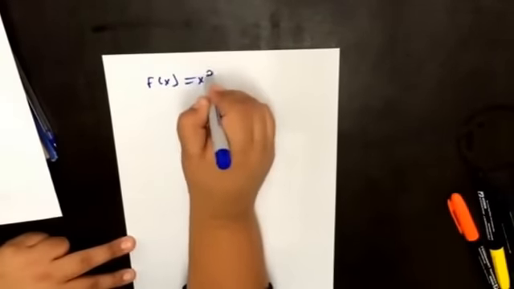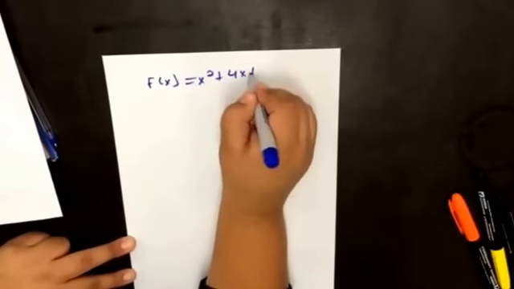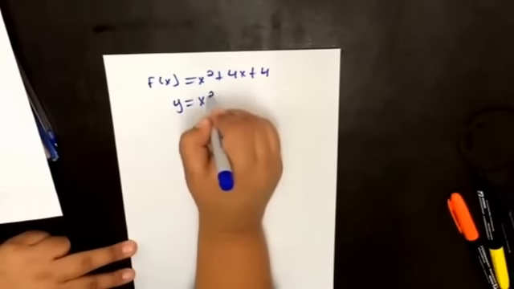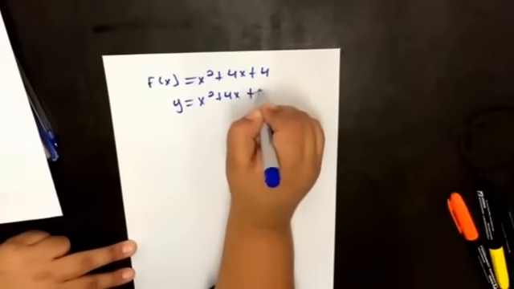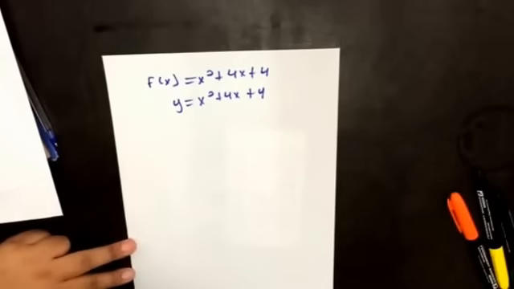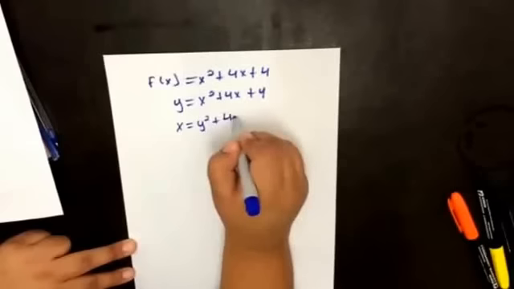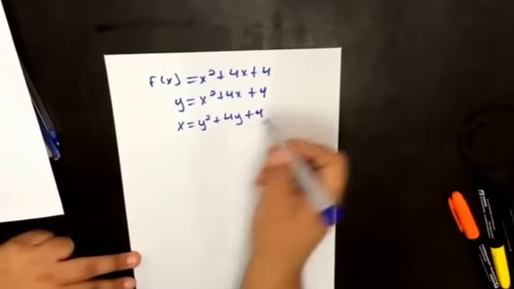So let's do one more. What if we have f of x equals x squared plus 4x plus 4? Well, we want to rewrite it as y equals x squared plus 4x plus 4. And we want to switch our x and y's. So then x equals y squared plus 4y plus 4.